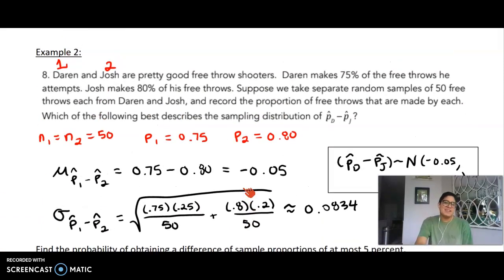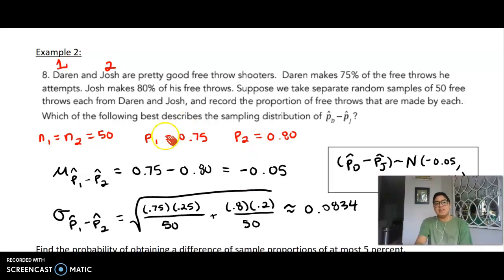You can see the work here, so I'll just narrate what's happening. Darren and Josh are pretty good free throw shooters. Darren makes 75% of the free throws he attempts, whereas Josh makes 80% of the free throws. We're going to take separate random samples from each and record the proportion of free throws that are made by each. Then we want to describe the sampling distribution of p hat D minus p hat J.